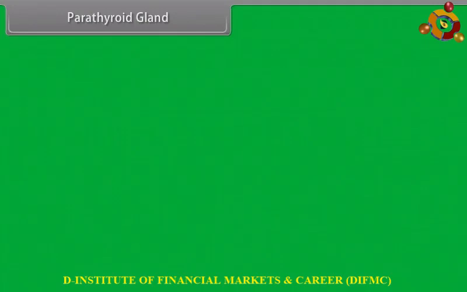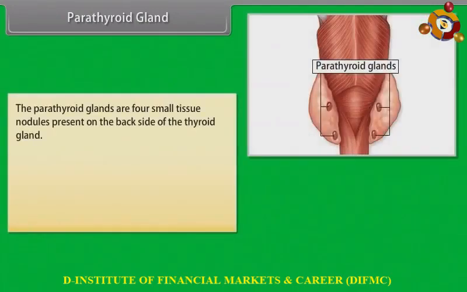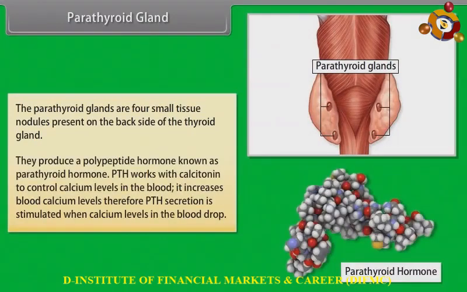Parathyroid gland. The parathyroid gland are 4 small tissue nodules present on the backside of the thyroid gland. They produce a polypeptide hormone known as parathyroid hormone. PTH works with calcitonin to control calcium levels in the blood. It increases blood calcium level. Therefore, PTH secretion is stimulated when calcium levels in the blood drop.